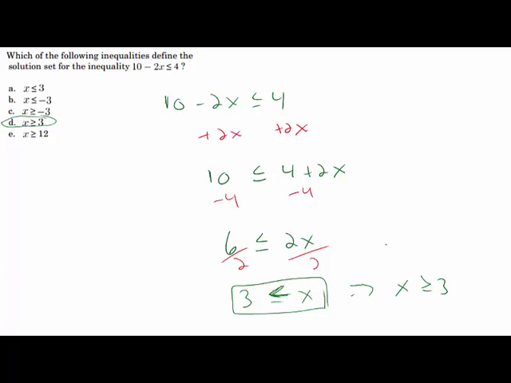Let's say 5. Right? So if we plugged in a 5 for x, we would get 10 minus 2 times 5 is less than or equal to 4. And so 10 minus 10 equals 0, and 0 is less than 4. And so that's true. So we're pretty sure that that's probably the right answer choice.